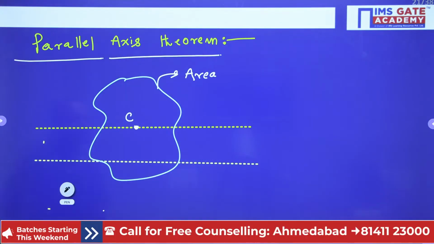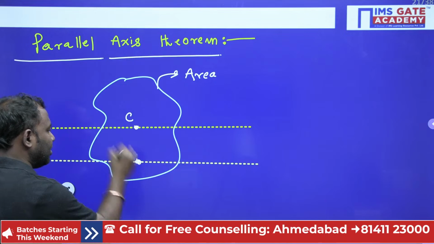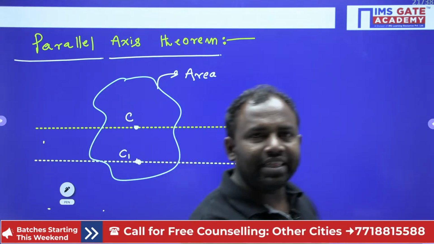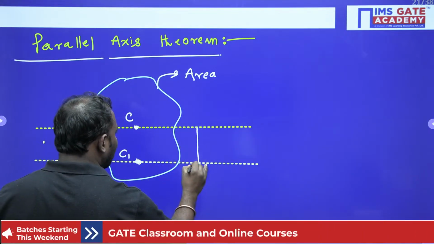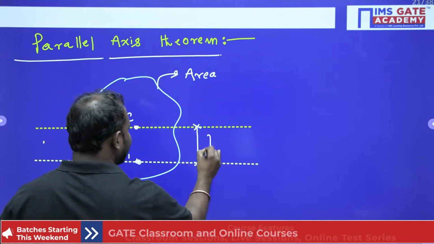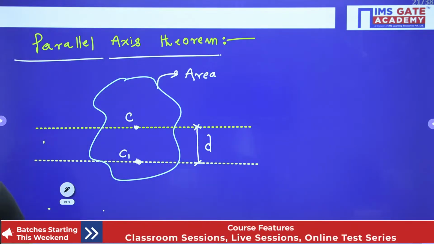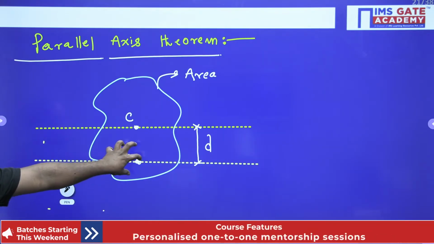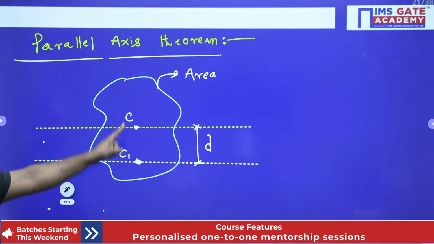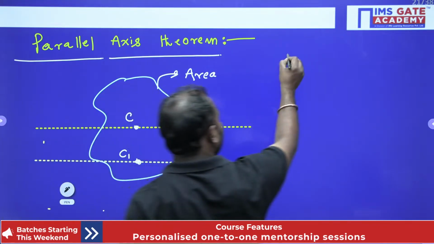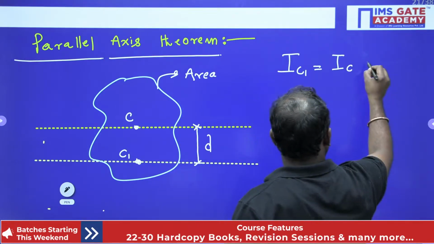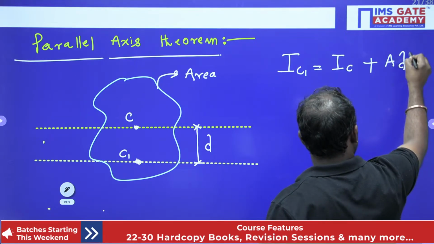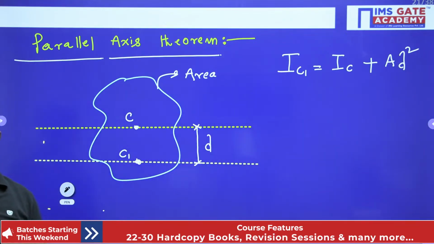So I have a center over here, and these two axes are separated by a distance called d. Now if I wanted to calculate the moment of inertia about this axis C1, this is C and this is C1. Here I can write my moment of inertia about C1 is equal to the moment of inertia about C plus A into d square. This is the parallel axis theorem.